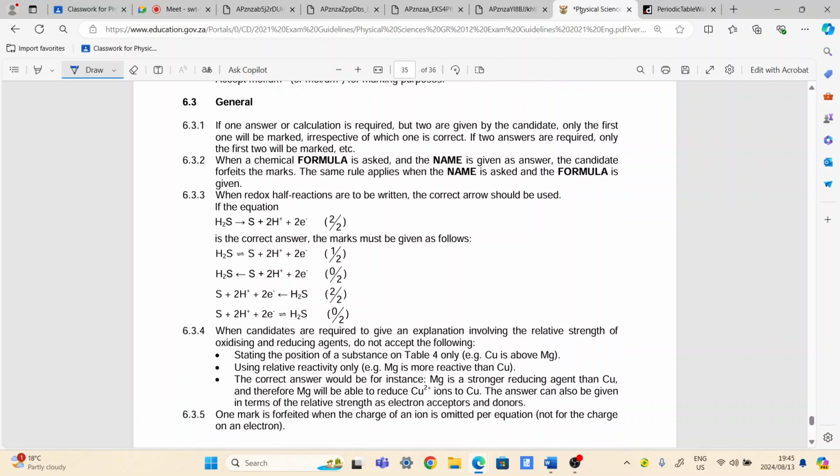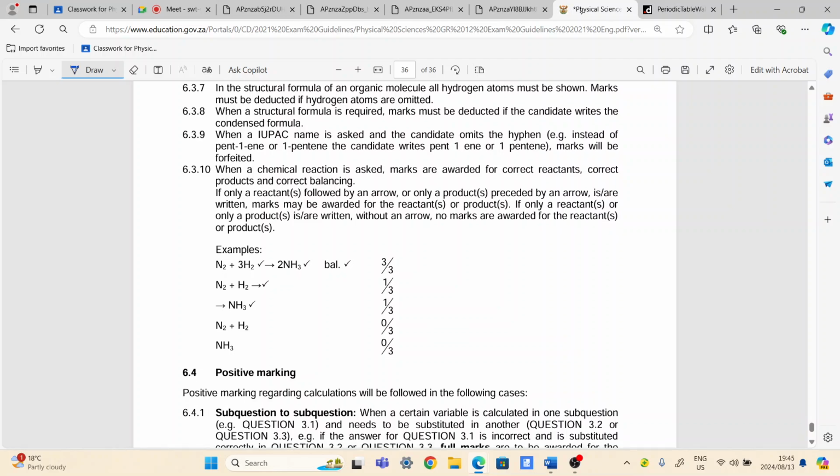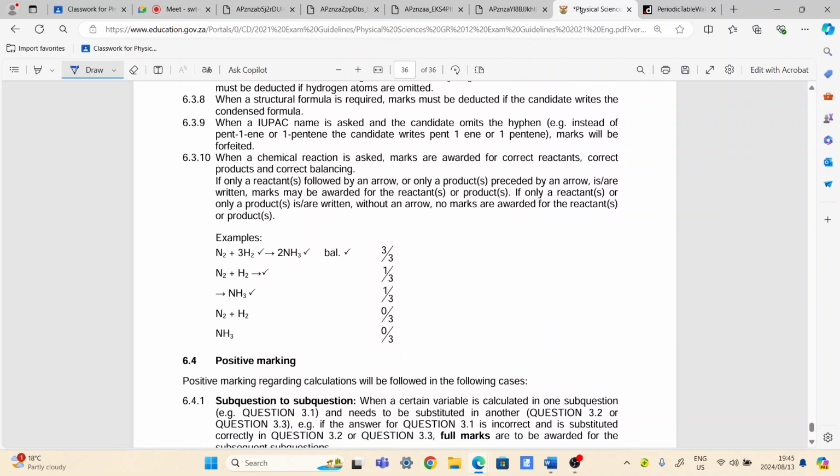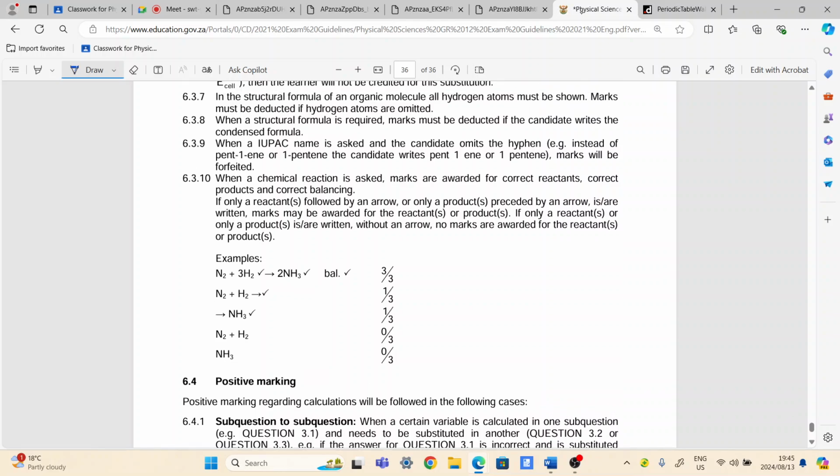But we will go over that when we get there. Just trying to see if there's anything else. Not much now. Oh, again, with chemical reactions, you get marks for the correct reactants, marks for the correct products, right? And the final mark is for just making sure that it's balanced.